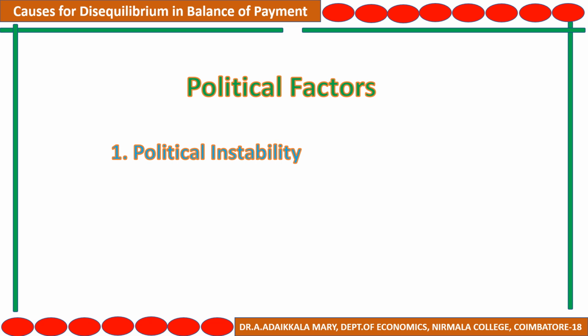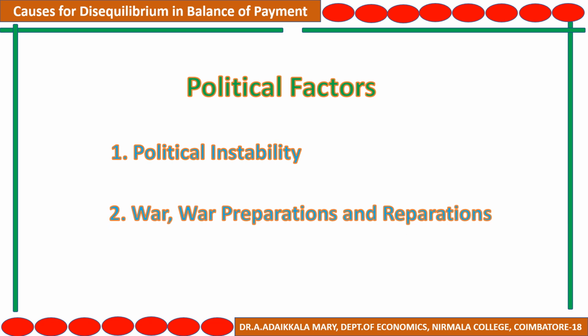Next one is war preparations and reparations. This leads to a diversion of resources towards war reparation and production of war materials. Naturally, resources for agricultural and industrial development fall. This leads to a fall in the agriculture and industrial production. This decreases the exports of the country, leading to an unfavorable balance of payment in the economy.